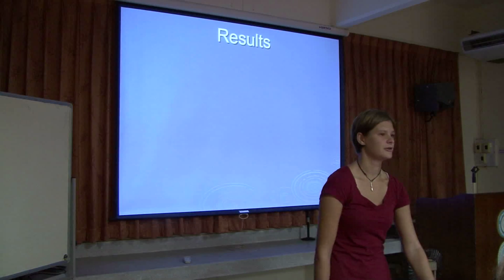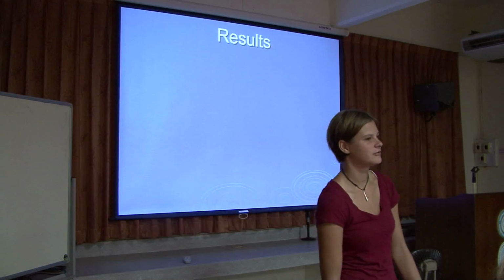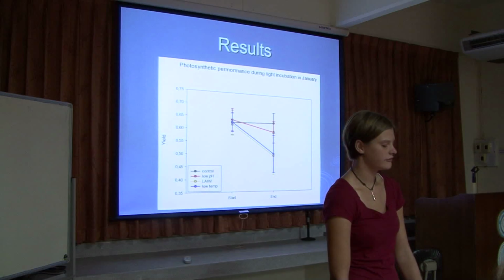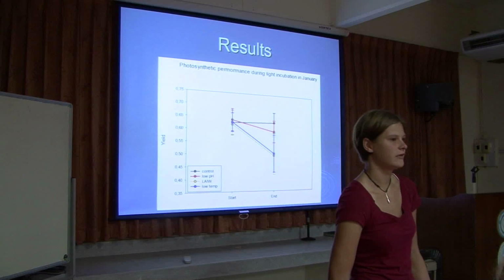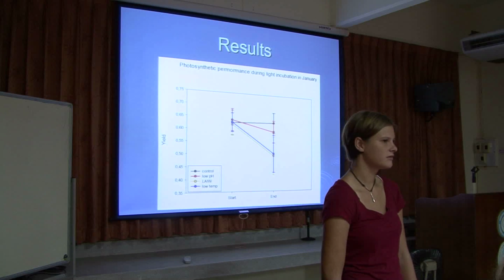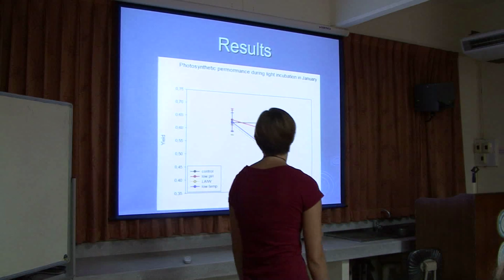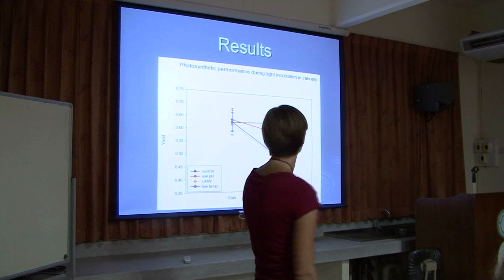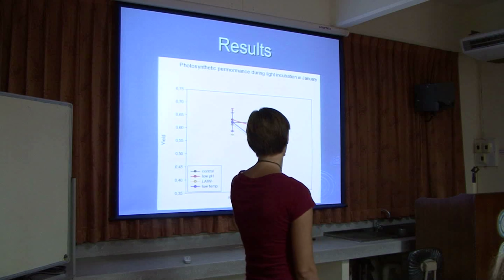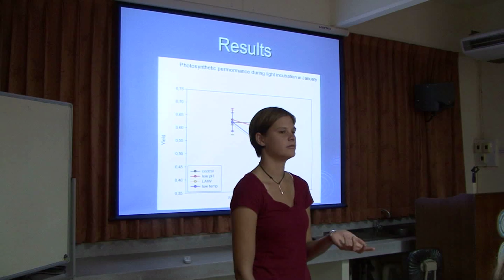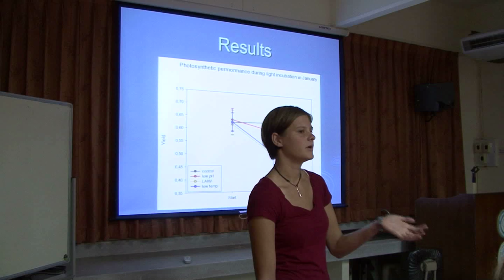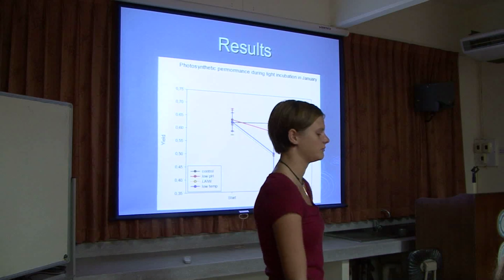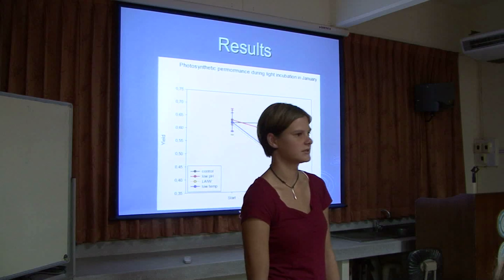Now I want to show you my first results from January, from the incubations in January. At first, it's a graph about the photosynthetic performance. So on the x-axis you can see the beginning and the end of the incubation, so the incubation time. And on the y-axis you can see the photosynthetic yield. I don't know if you know what it is, but the higher the yield, the better is the photosynthetic performance.